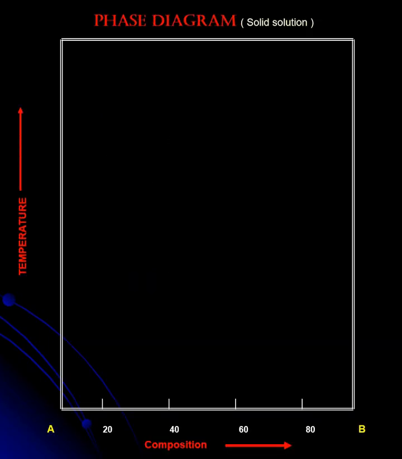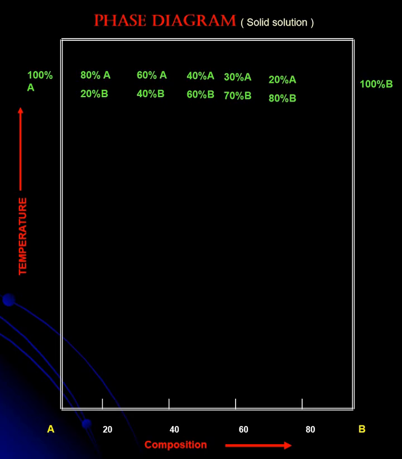This diagram is plotted between temperature versus composition. The left side line represents 100% A, and the right side line represents 100% B. We have different compositions between A and B, that is 80% of A, 20% of B. Similarly, 60% of A and 40% of B. Similarly, we have other compositions.